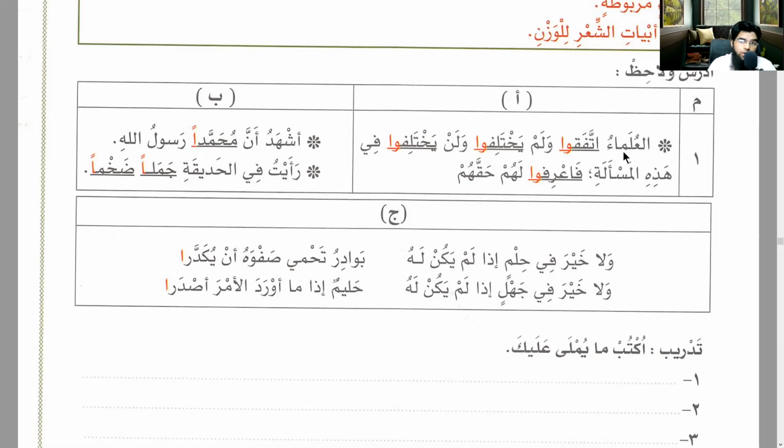So العلماء اتفقوا. The scholars agreed. ولم يختلفوا. And they did not differ. ولن يختلفوا. And they will not differ في هذه المسألة, in this matter. فاعرفوا. So know لهم حقهم. So عرفة is to know. But when it comes with lahum, that is know to them, give them, I guess. It means give them their rights, right?